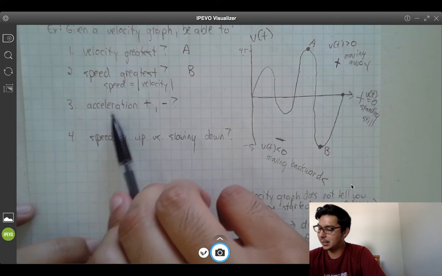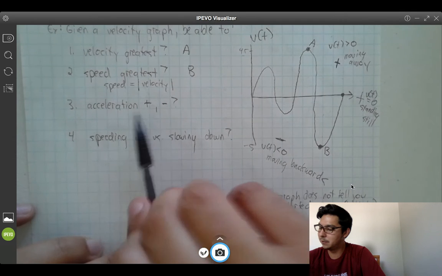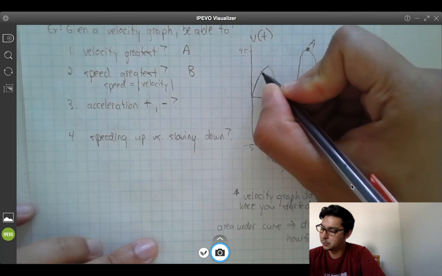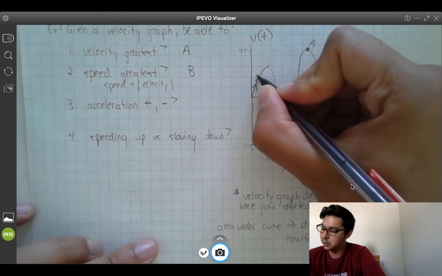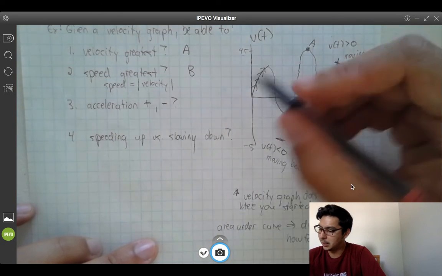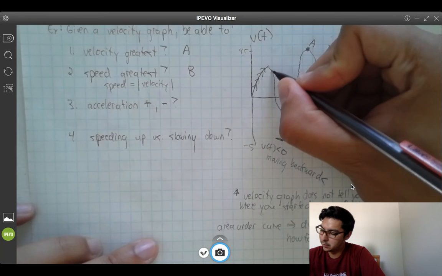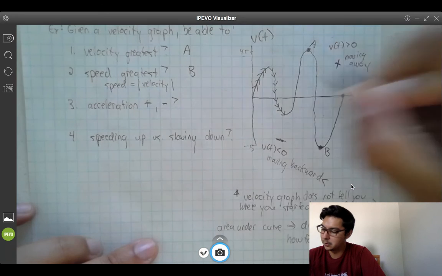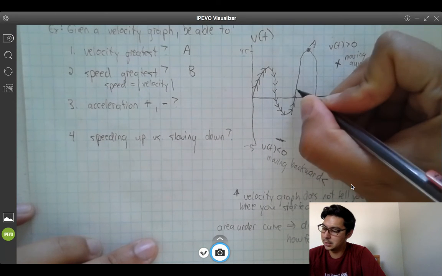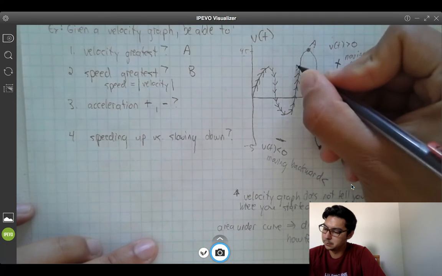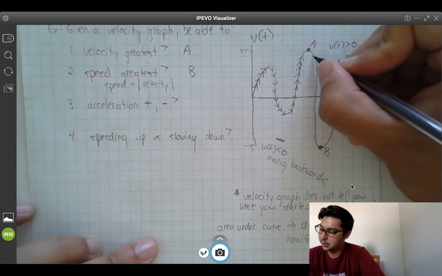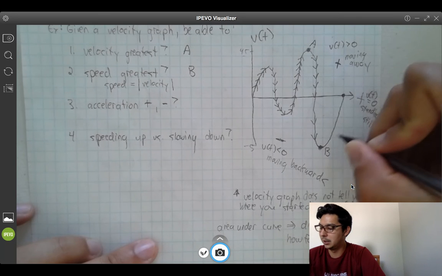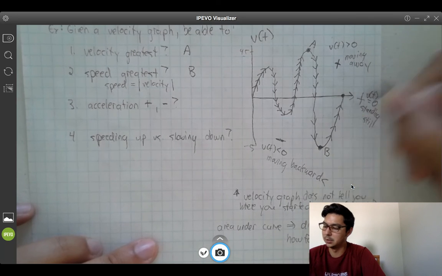And acceleration, again, is the slope. So when is acceleration positive? Well, that is from here to here. All of these are positive slopes. And then acceleration is negative all along here. And then acceleration becomes positive. And then your acceleration becomes negative all the way down. And then it flips and your acceleration becomes positive again.